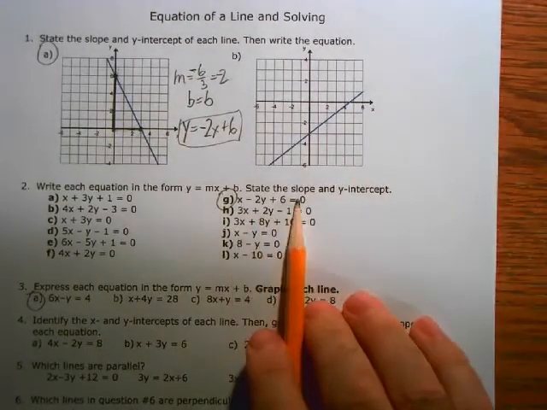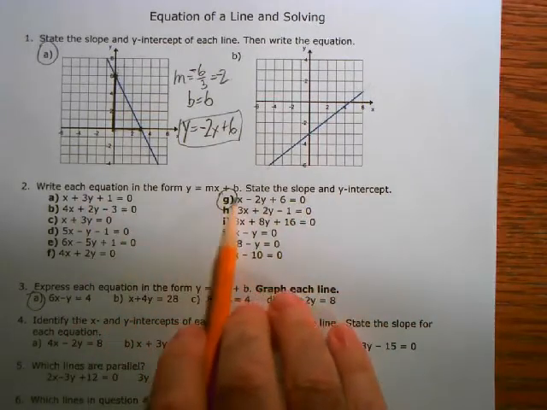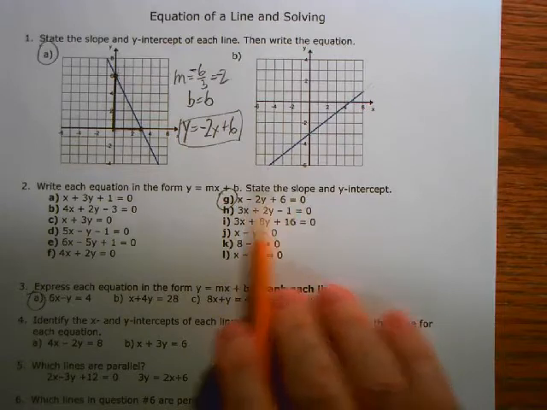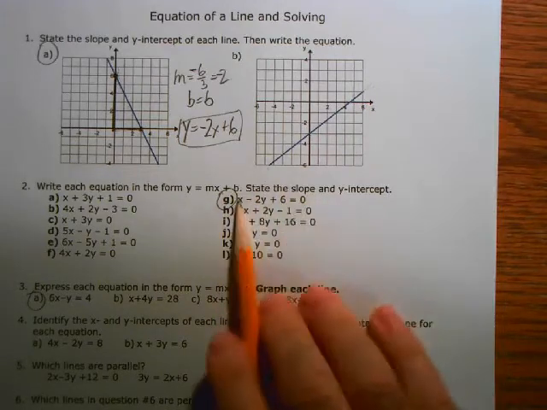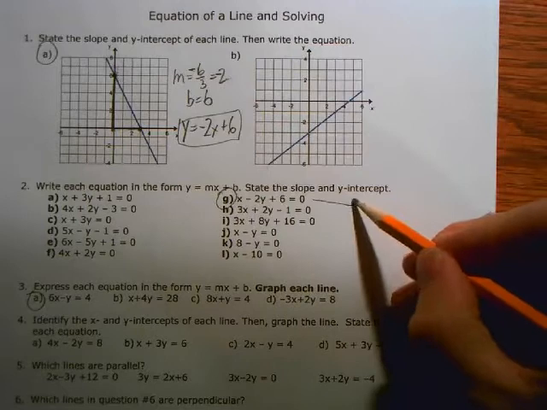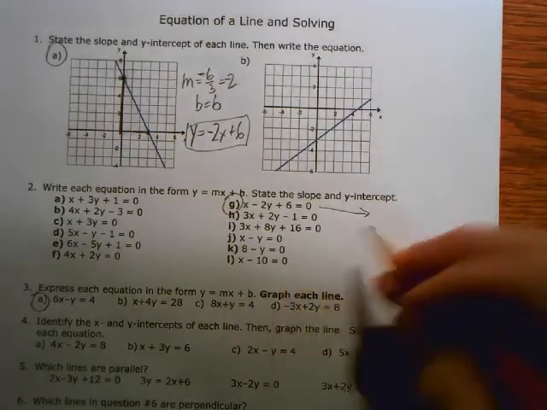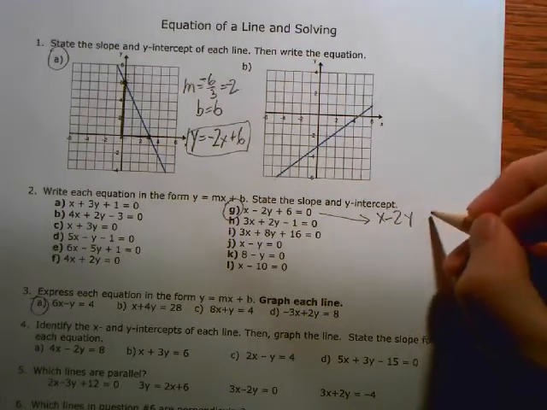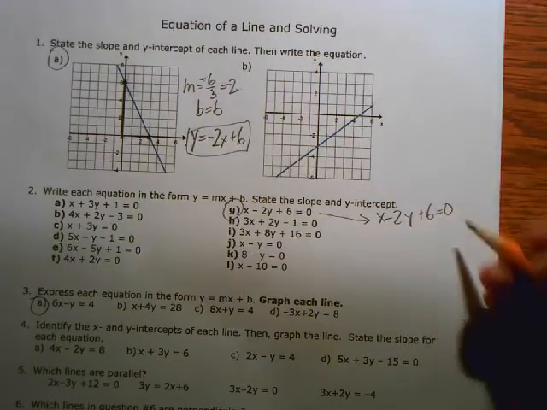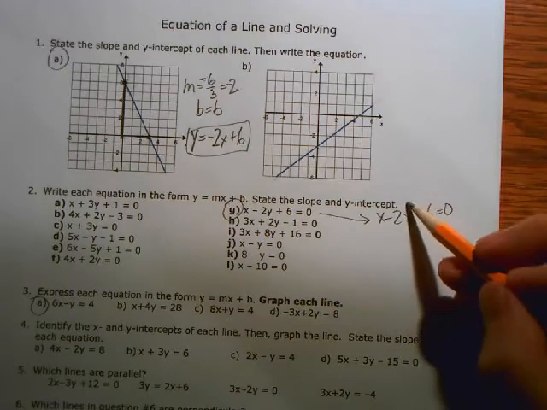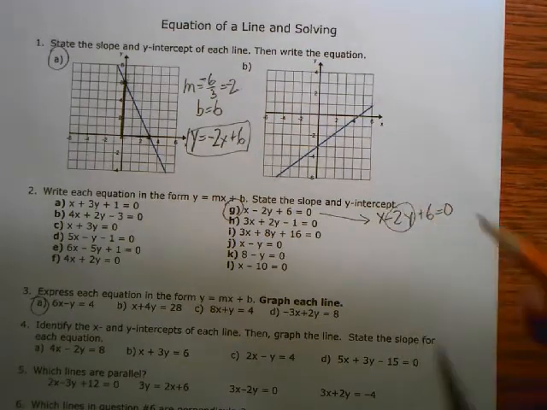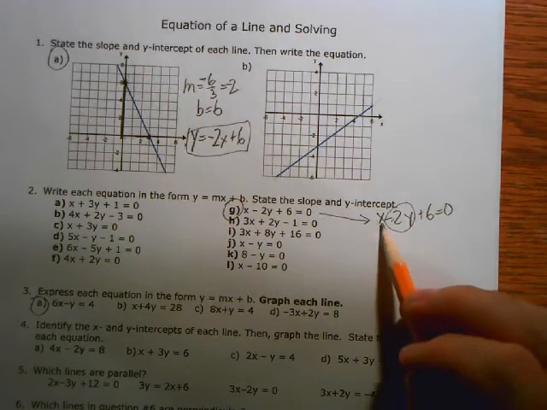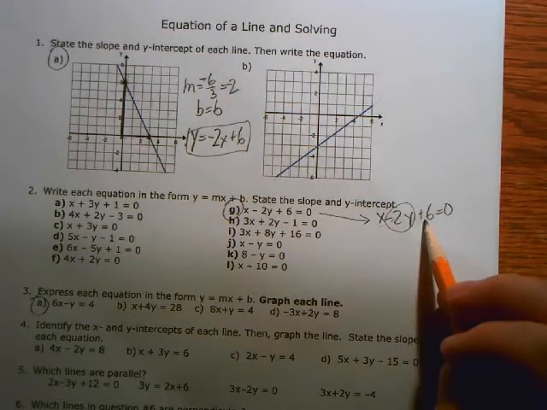Now this one here, write each equation in the form y equals mx plus b. So again, this is like what we were doing on the previous page. We're rearranging the equation, so I'll do g here. I'll just write the question out: x minus 2y plus 6 equals 0. Again, I want to keep the y on the left, which includes the negative 2. So what I want to do is subtract the x, and I want to subtract the 6.